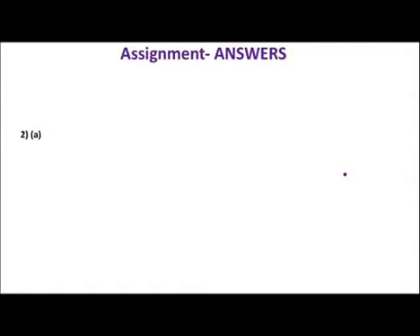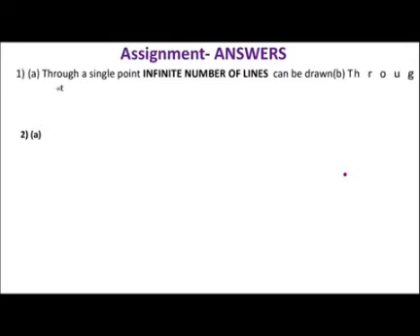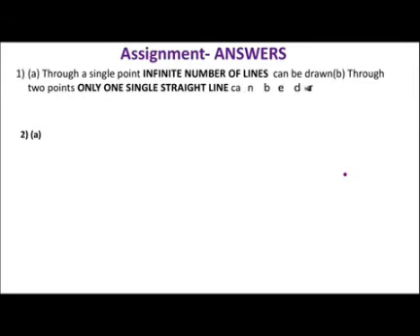In the previous assignment, the first question was how many lines can pass through one given point and two given points. The answer is, through one given point you can draw an infinite number of lines, and through two given points only one straight line can be drawn, but any number of curved lines can be drawn. I have shown in the figure here.